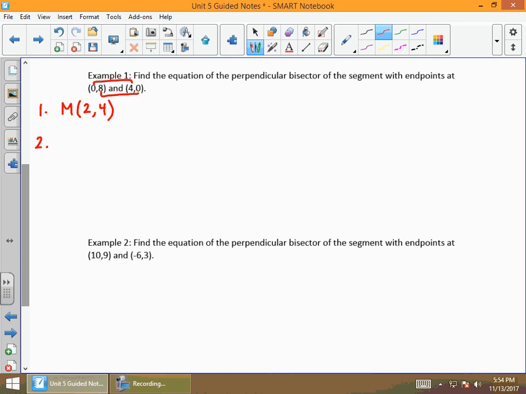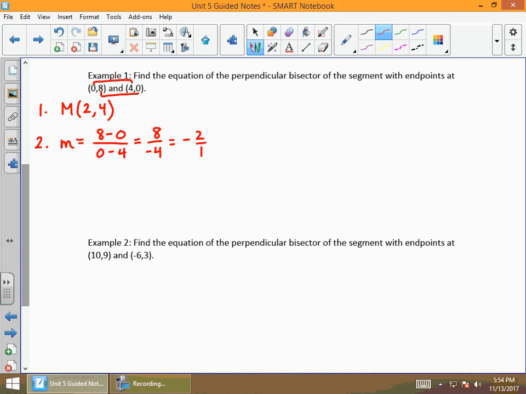Number 2, find the slope of the given line. So the slope equals change in y, so 8 minus 0, and then the change in x, 0 minus 4. 8 minus 0 is 8. 0 minus 4 is negative 4, which reduces to negative 2 over 1. So find the midpoint, find the slope.